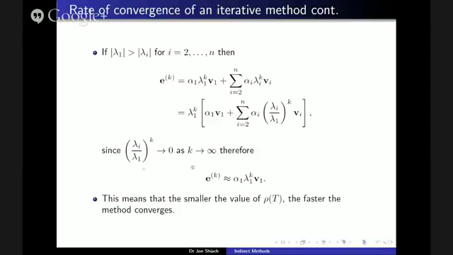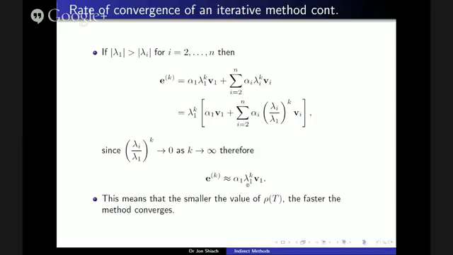So what this means is this second term here will totally disappear. That will tend to 0 as k tends to infinity. So we're left with alpha 1 times lambda 1 to the power k times the eigenvector v1. That means the error is dependent upon lambda 1. Lambda 1 is your spectral radius, that's the largest eigenvalue. Your error depends upon that.